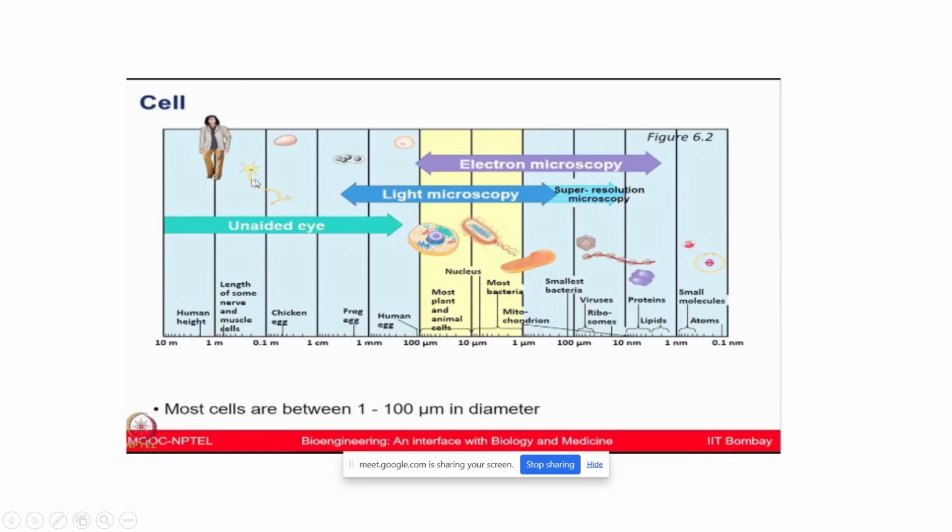And how small a cell is: this is in the 100 micrometer range. Just to give you an idea of how small a cell is, most cells are between 1 to 100 micrometers in diameter. Generally, bacteria are much smaller than the cell of a eukaryotic organism.